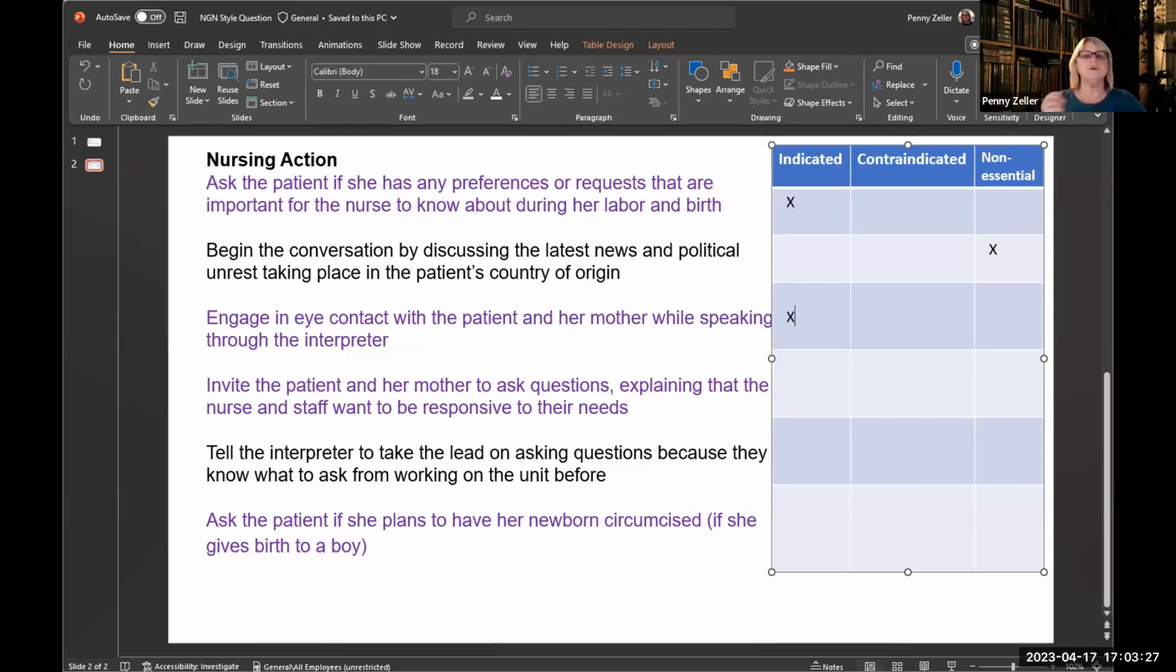Be mindful that there are some cultures that don't like eye contact. So just be a little sensitive to that. When you're talking to them and you're trying to make contact, look them in the eye, and if they turn away, then accept it. What about invite the patient and her mother to ask questions, explaining that the nurse and staff want to be responsive to their needs? Indicated. Yeah, you need to communicate that.